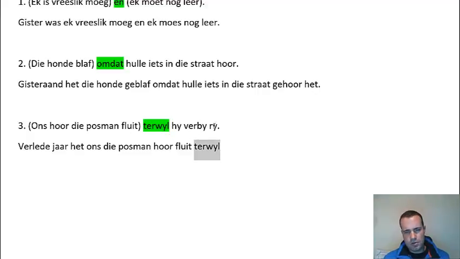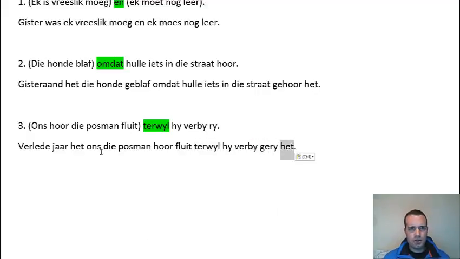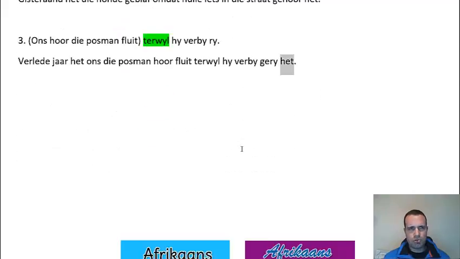Okay, so there's your conjunction. Hy verby ry. Ry is sitting, there's your verb 1. It's sitting at the end because terwyl is group 3. So there's only one verb there, so we need a het and a ge. The het, though, is going to be at the end of your sentence because of the group 3 conjunction terwyl. Terwyl hy verby gery and het at the end. Again, normally your het would be there. A het can't be there because of terwyl. It needs to shift to the end. So that's the thinking process behind this rule.